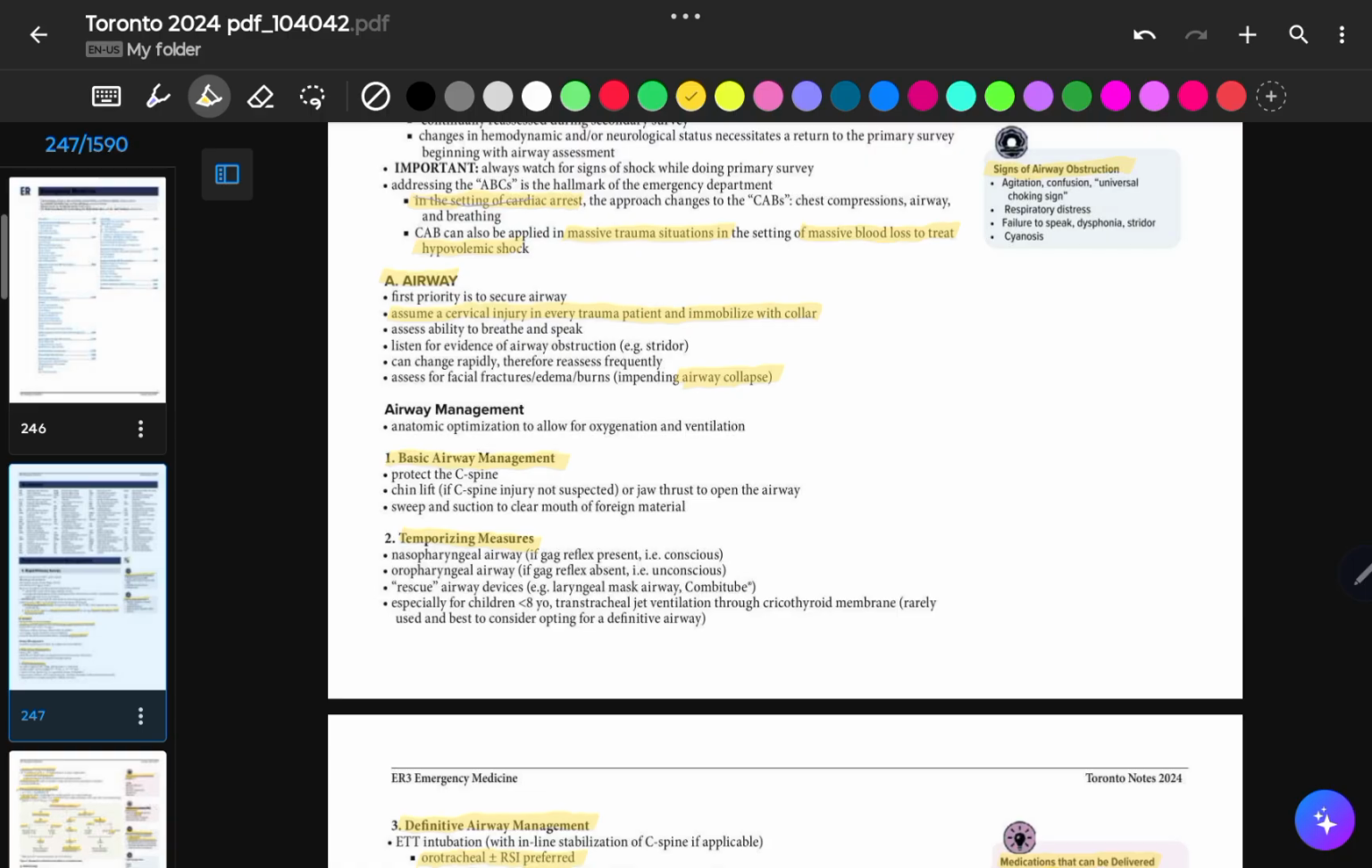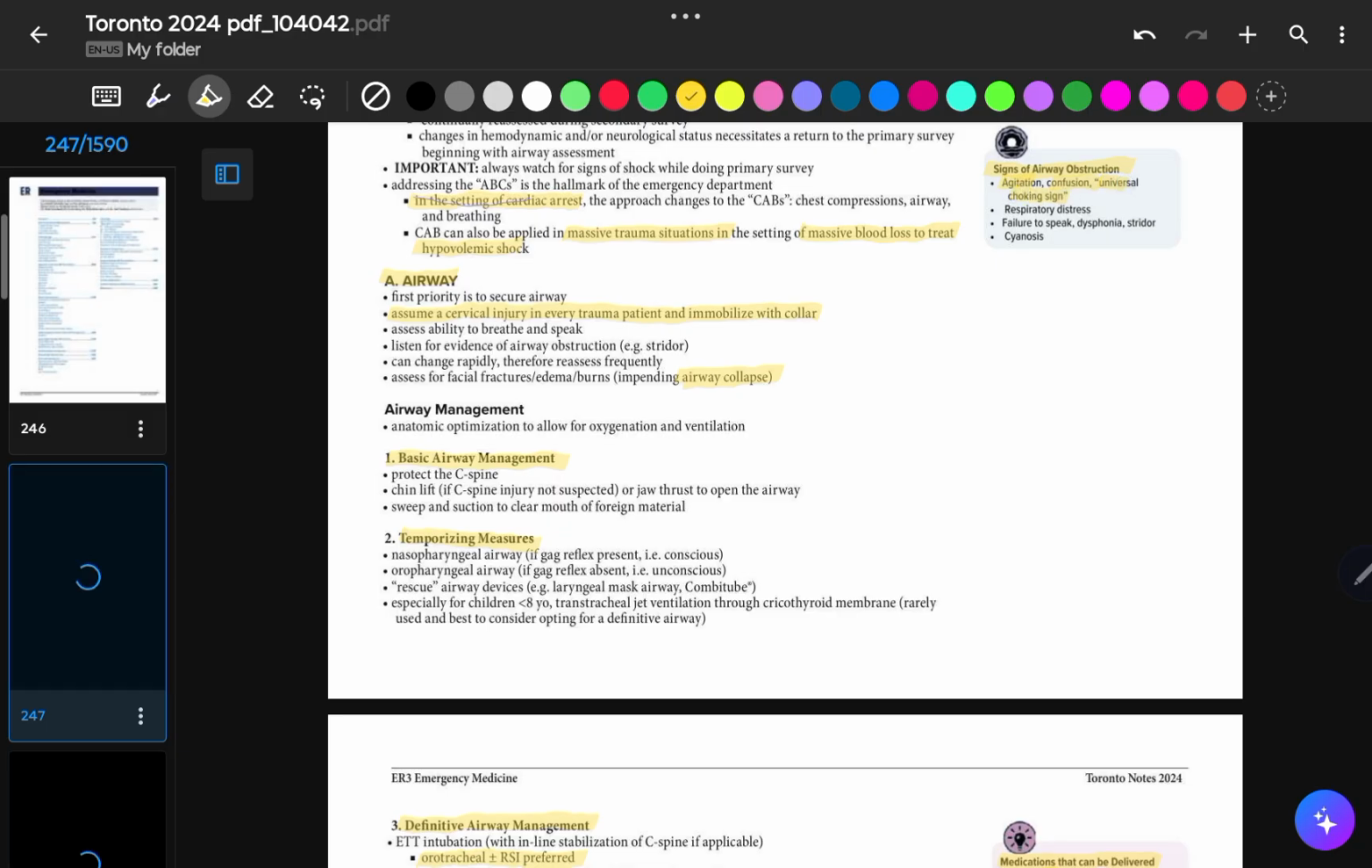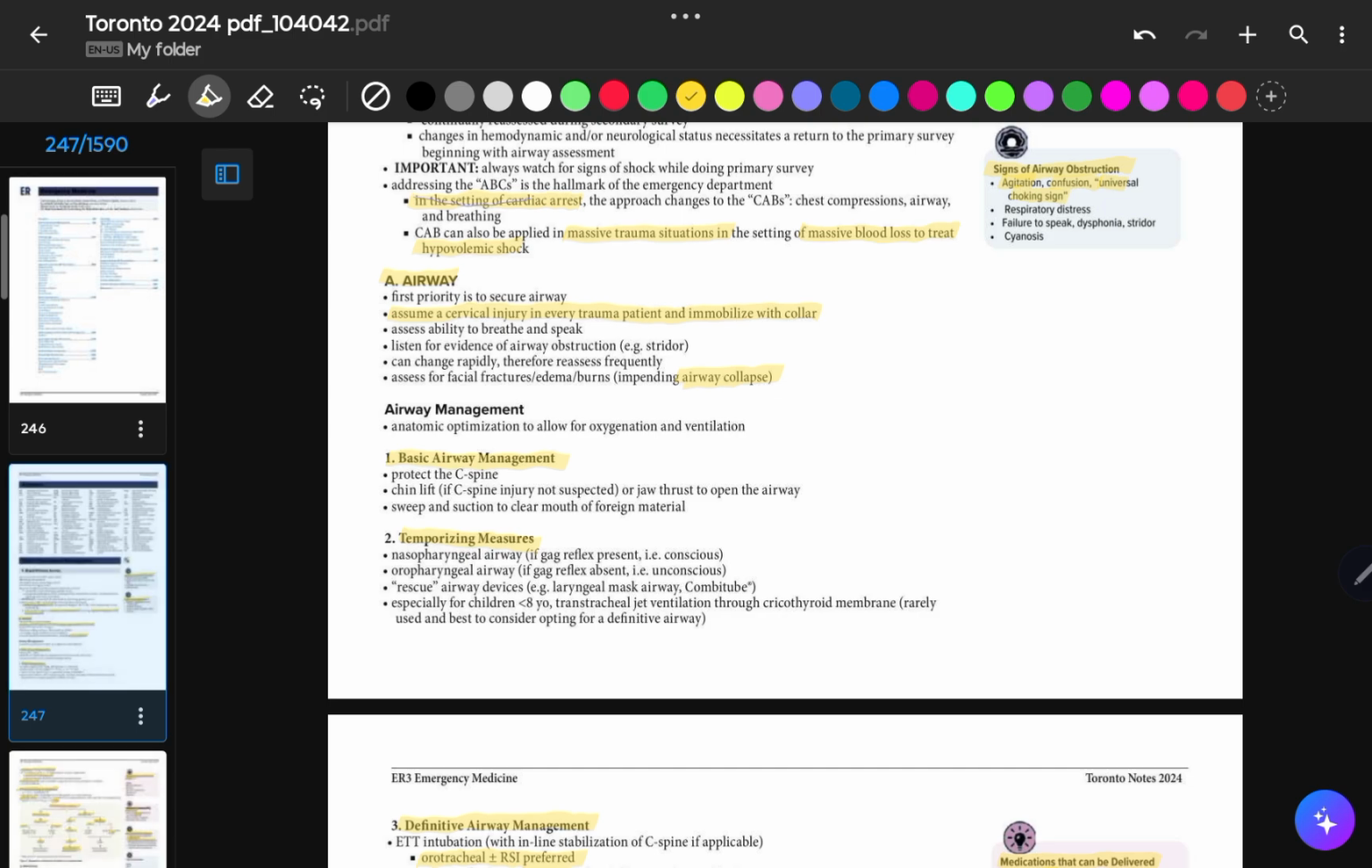Now, one of the signs of airway obstruction is agitation. Patient presents agitated. They're going to have confusion. They have the universal choking sign, where you will see a patient, for example, having the hands on their neck. Respiratory distress. They have increased heart rate, fast breathing. They actually fail to speak. They have stridor. They are looking bluish.